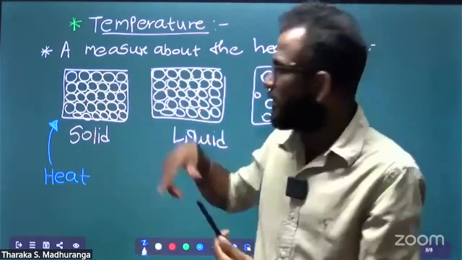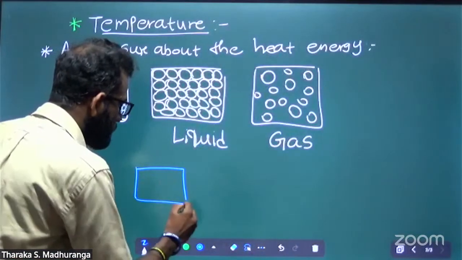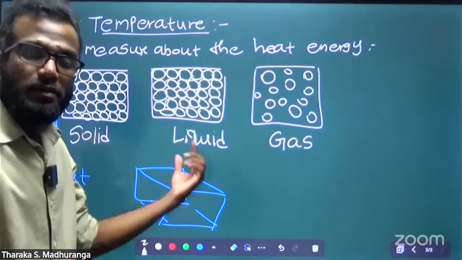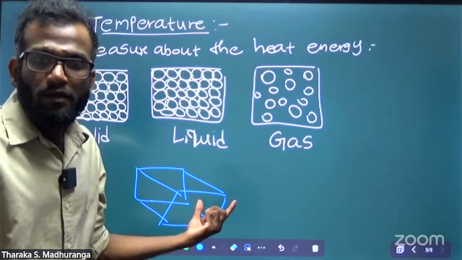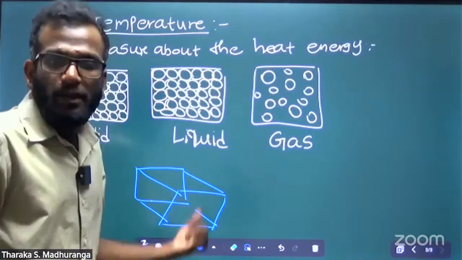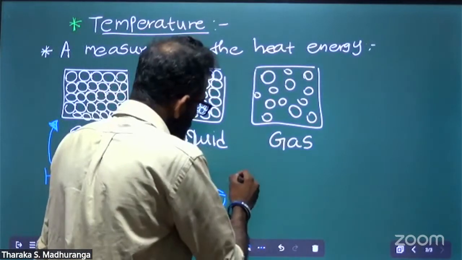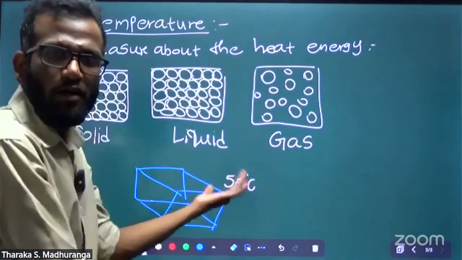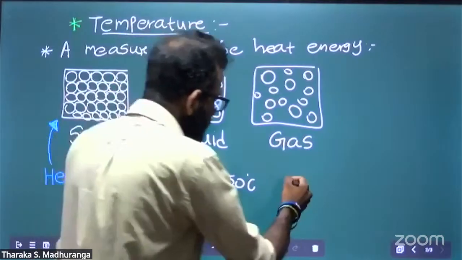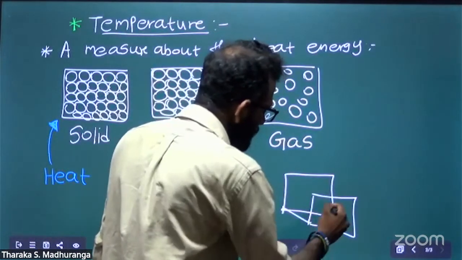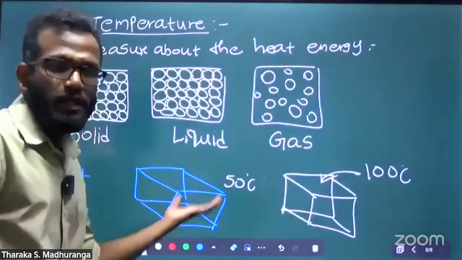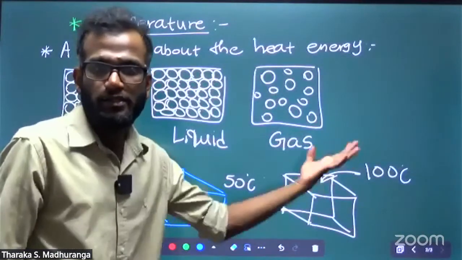If we measure, think I have an object like this, whatever shape. This is the object. Now I measure the temperature of this. Think its temperature is 50 Celsius. Now I can get some idea about the amount of heat energy contained in this matter. If it is another object, and its temperature is 100 Celsius, we can say this B object has more heat energy. We can get some measure.